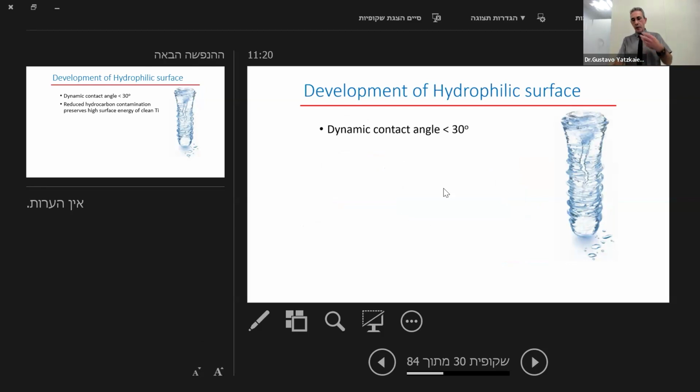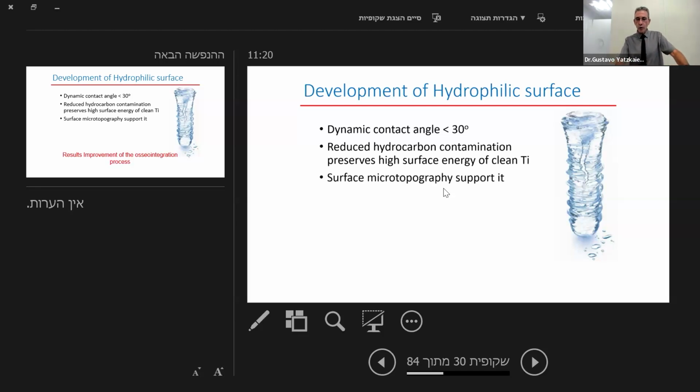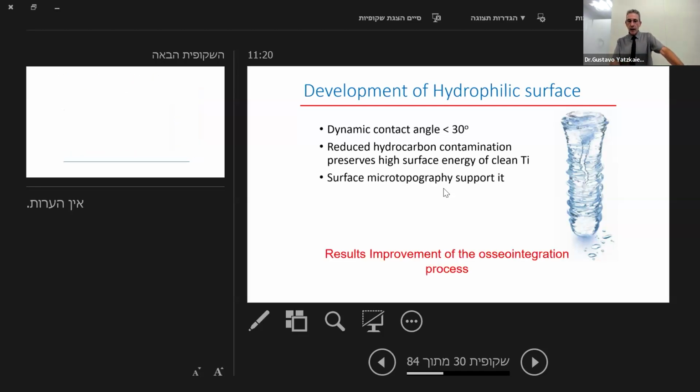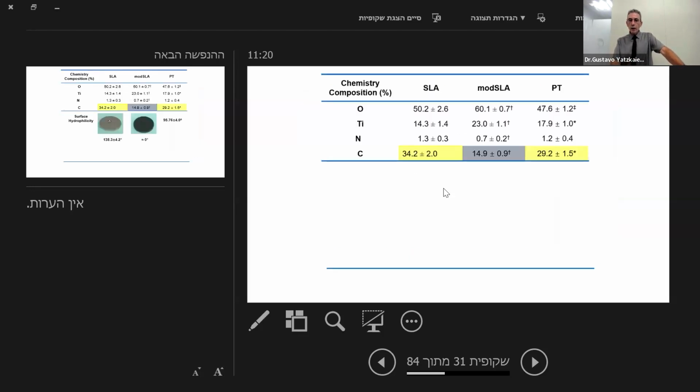If it's less, it's preferable to be less than 30 degrees, we are talking about a hydrophilic surface. If this angle is 0 or less than 10, we are talking about super hydrophilic surfaces. And of course, the goal is to reduce the hydrocarbons and to improve the osseointegration without changing the microtopography. It's well known in the literature that this change works in the osseointegration.